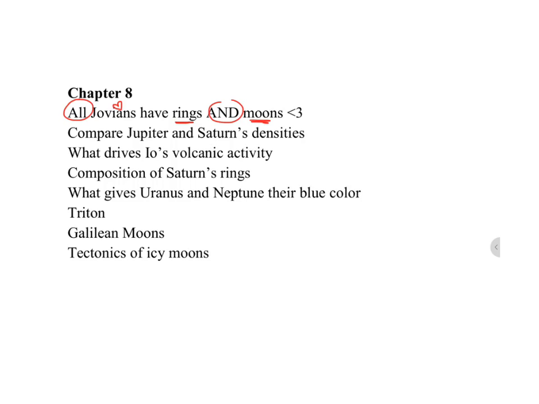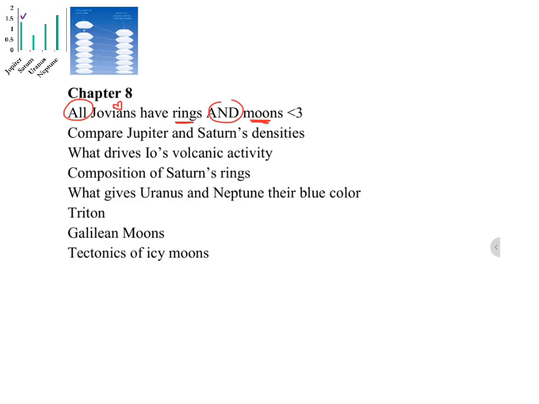The next topic there is to compare the densities of Jupiter and Saturn. That first little picture from your textbook is showing you that Jupiter is more dense than Saturn. Actually, Saturn is so low in its density it would float on water. I just think that is so cool. And then you need to be able to tell me why that is. And the pillows say it all, right?